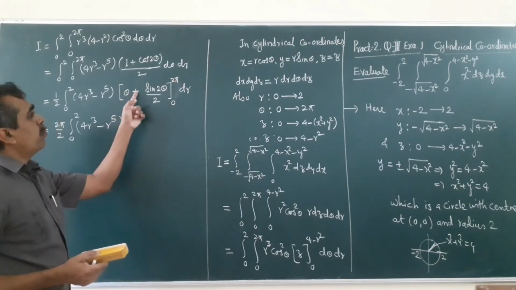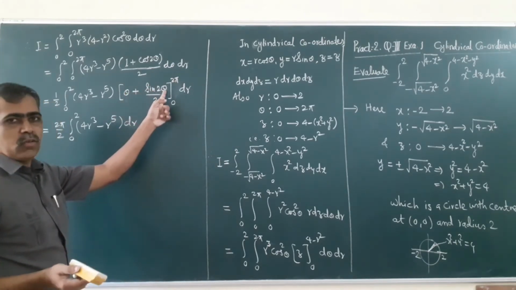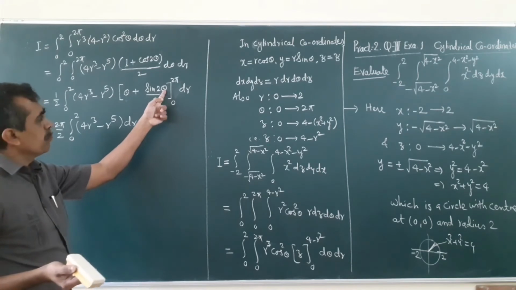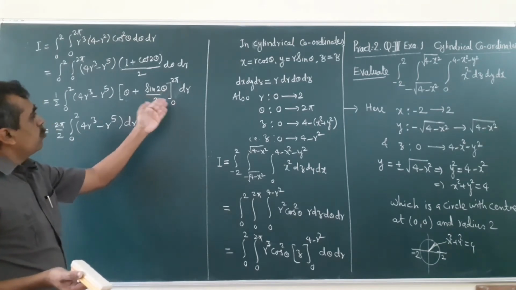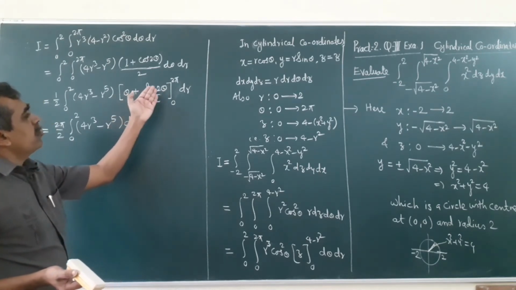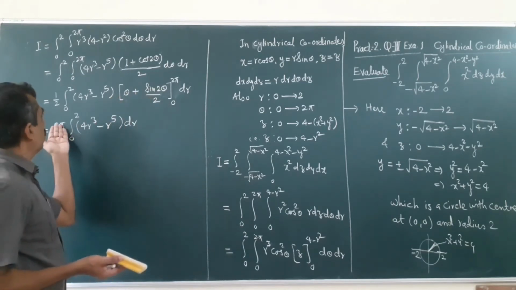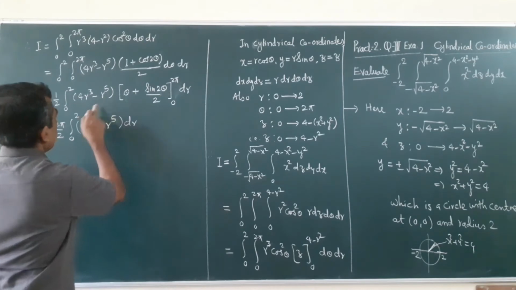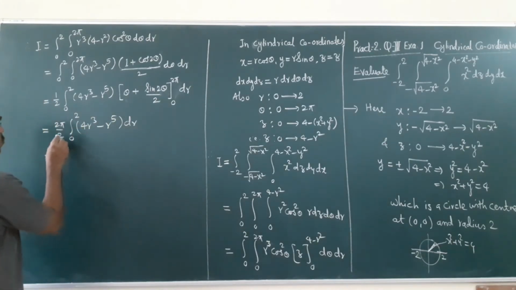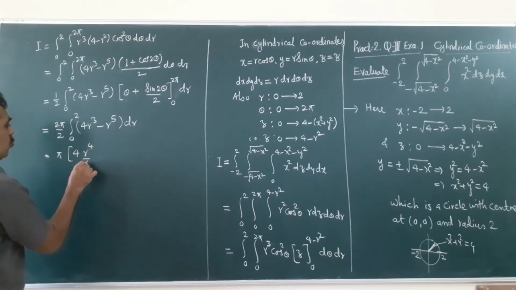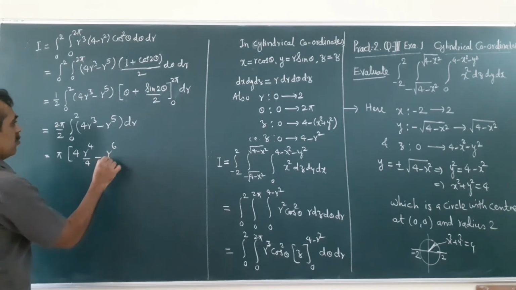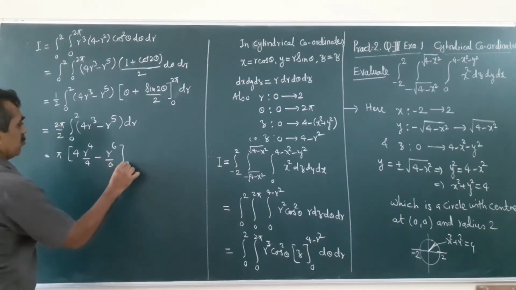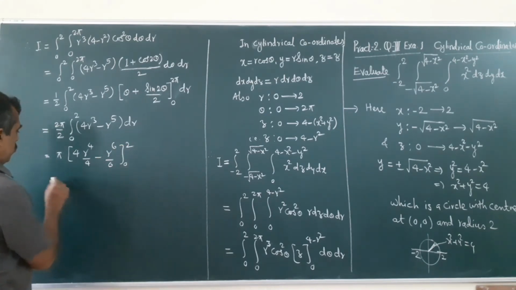So 2 pi plus sin of 4 pi. Sin of 4 pi will be 0. Again put lower limit, so 0 plus sine of 0 is 0, so only 2 pi. So 2 pi by 2, and this is as it is, so this will be pi. Now take the integral, so 4 into r raised to 4 by 4 minus r raised to 6 by 6, integral over 0 to 2.